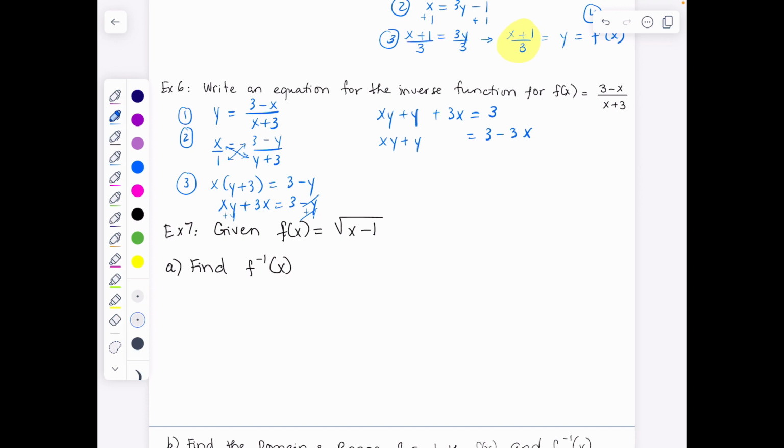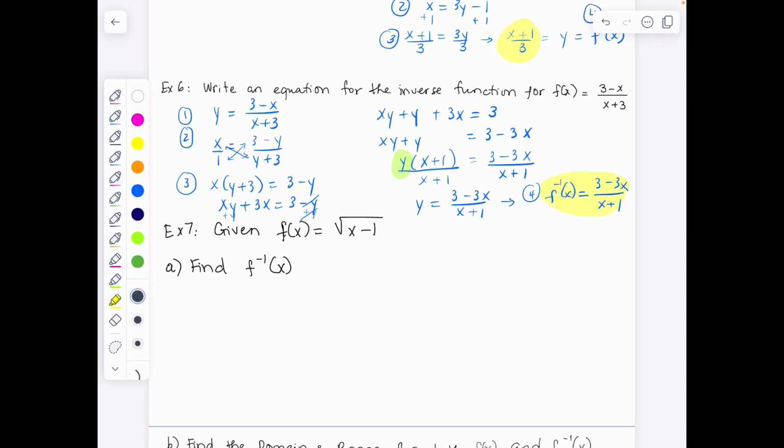Okay, so to get y by itself, first I am going to need to factor out y. So then I have x plus 1 here. Now this looks good because y now only appears in one place where we can easily isolate it by dividing both sides by x plus 1. So we end up with y is equal to 3 minus 3x over x plus 1. And the final step, so step 4 is just to replace that y with the inverse function notation. So that's 3 minus 3x over x plus 1. And so that's the final answer.